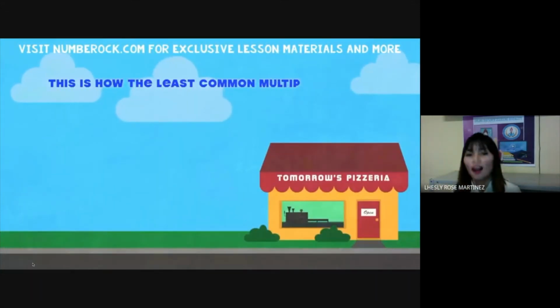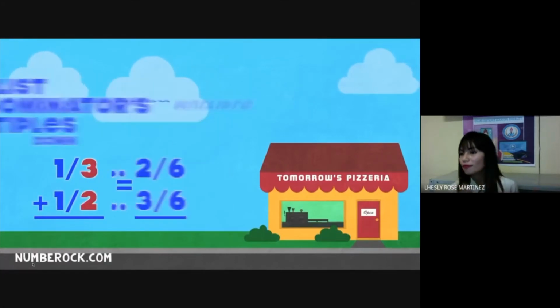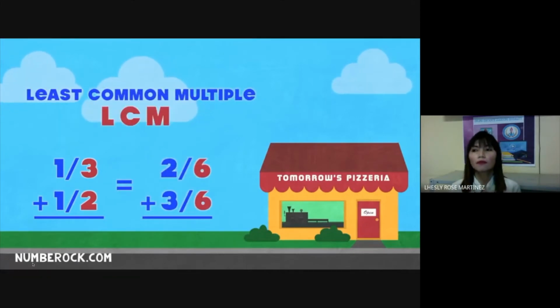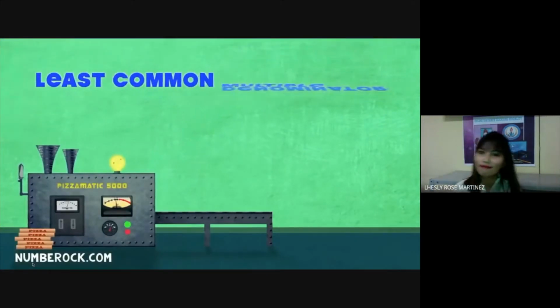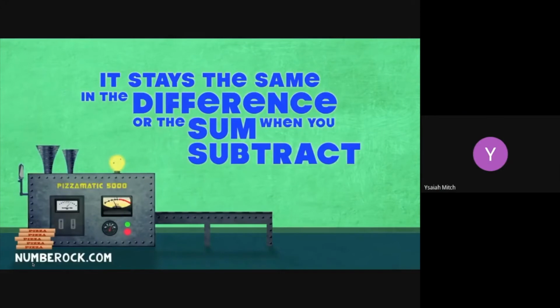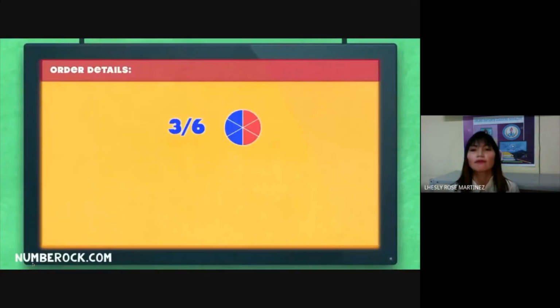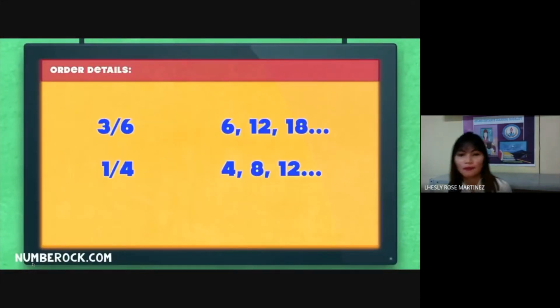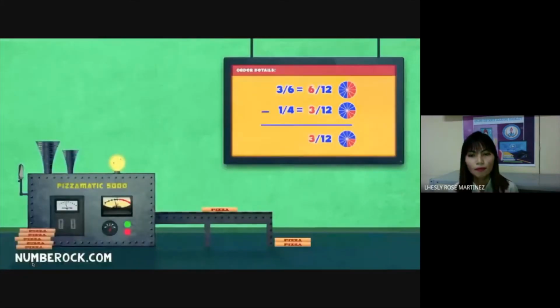This is how the least common multiple is found. Write a list of each denominator's multiples down. The smallest number you can find in both of them is the least common multiple, aka the LCM. The least common multiple can also be called the least common denominator, or LCD. The denominator stays the same. The difference or the sum when you subtract or add two fractions. 3/6 of a pizza minus 1/4 on the LCM, which is 12, of course. 12 is the least common denominator. Make equivalent fractions. 6/12ths and 3/12ths. Then do the subtraction. 6 minus 3 is 3. 3/12 of a pizza at the pizzeria.